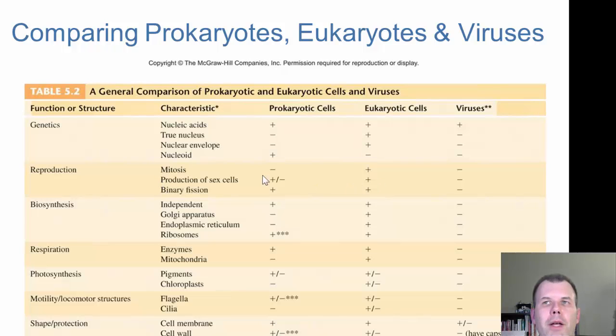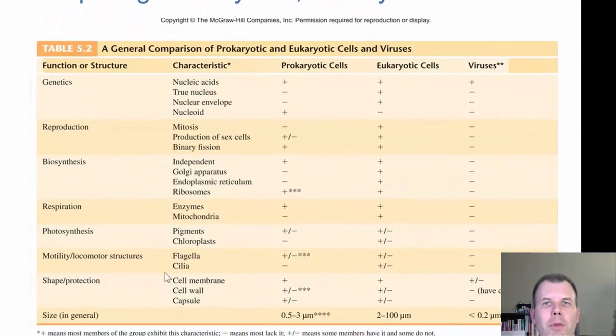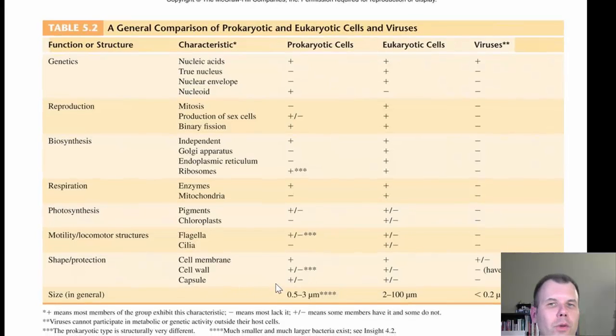You reproduce by mitosis in eukaryotes, where you do binary fission in prokaryotes. Again, the mitochondria is important for respiration, whereas prokaryote cells don't have mitochondria, so they do something different. Photosynthesis is the same way. Again, shape and protection, the size. Size is really a big thing. Bacteria cells are really, really tiny.